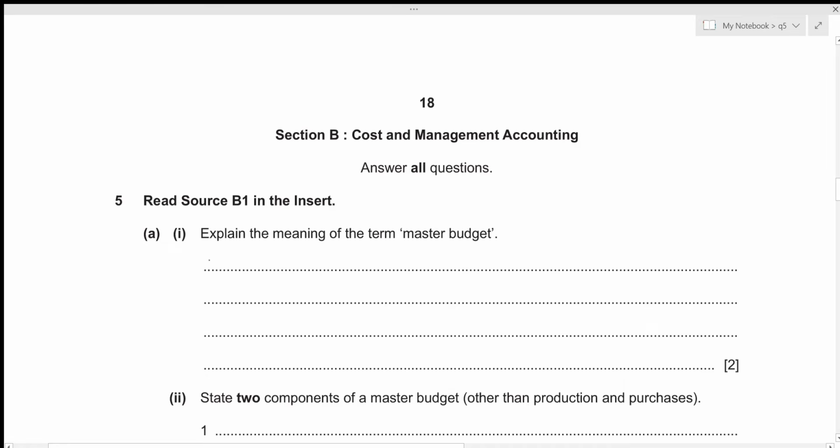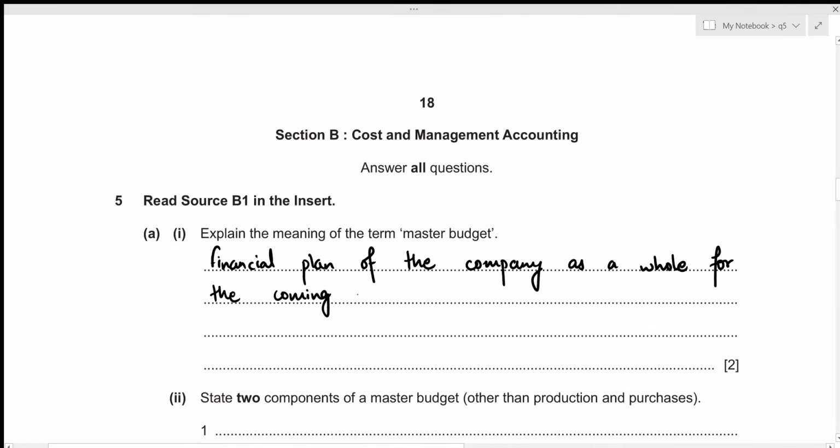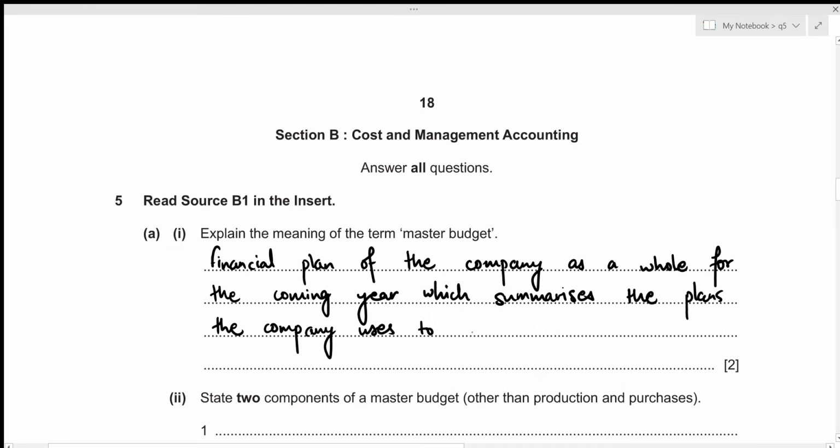Financial plan of the company as a whole for the coming year which summarizes the plans the company uses to achieve its strategic goals.